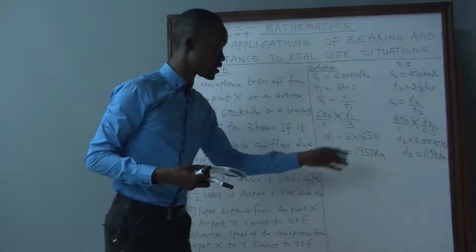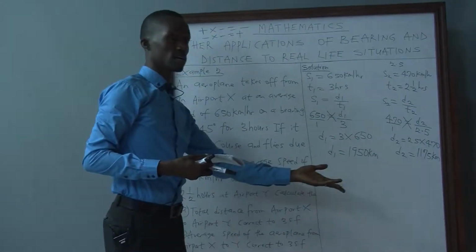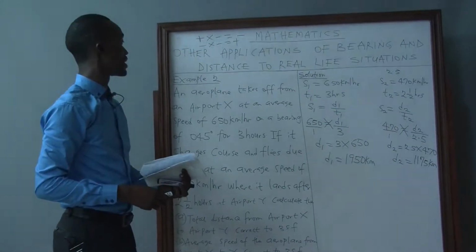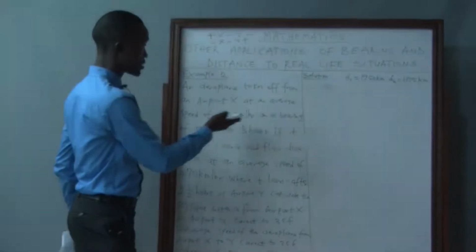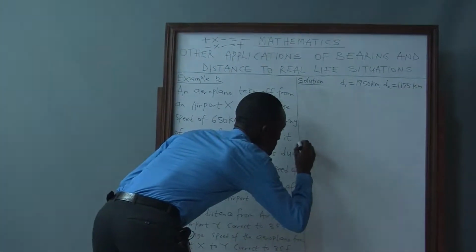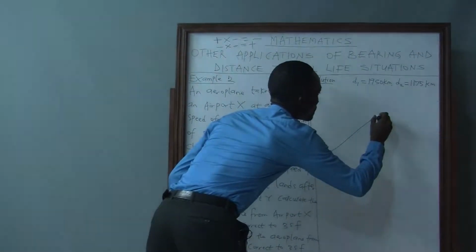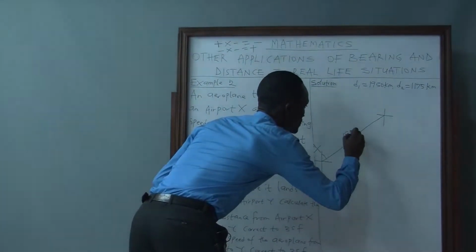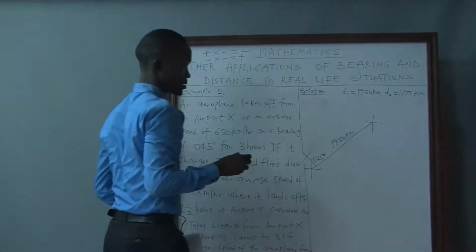So after getting the values of the two, the next thing to do is to draw a diagram to show the movement of that particular aeroplane that they are talking about in the question. So for the diagram, taking off from airport X, we have this. This is airport X on a bearing of 045 degrees. So this is 1950 kilometers, and this is 045 degrees.